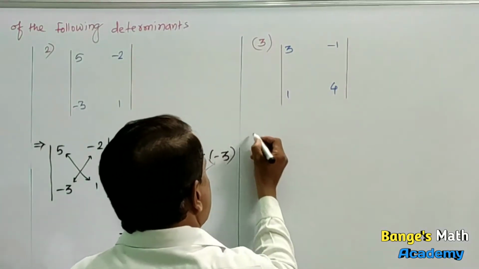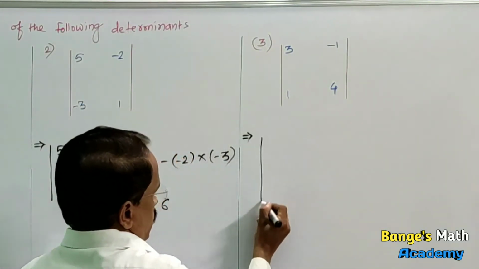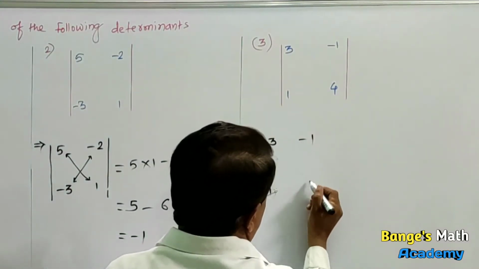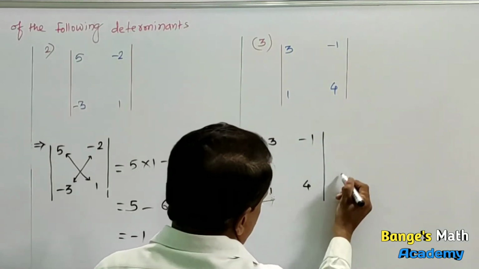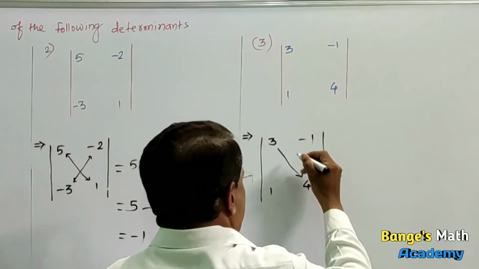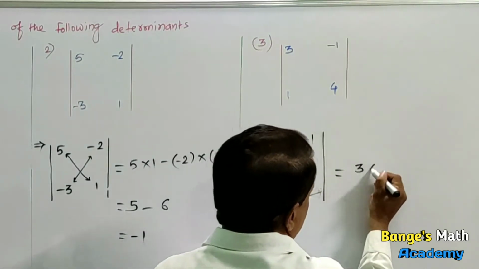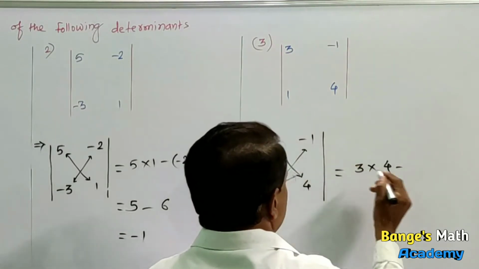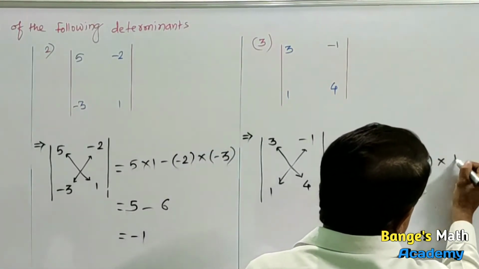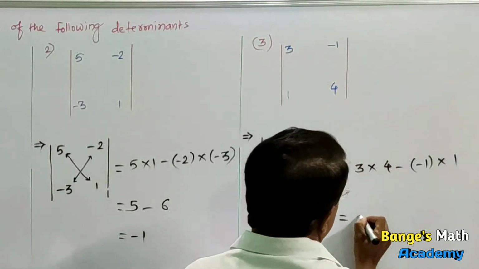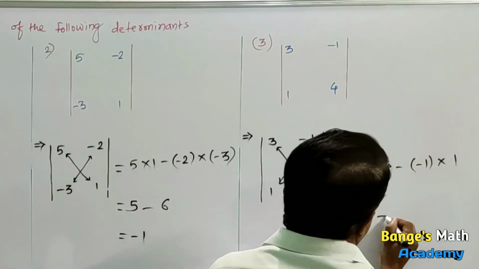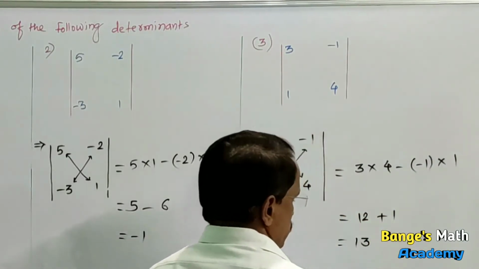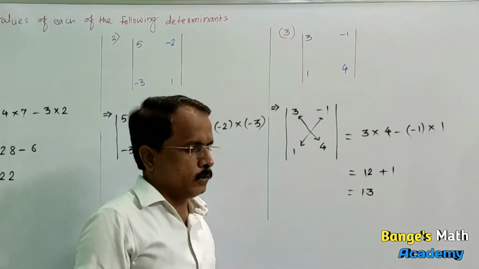Then third example. In the first column 3, 1. In the second column minus 1, 4. Simplify this. Take the product of 3 into 4, minus then minus 1 into 1. Simplify this. 3 into 4, 12. Minus into minus plus, 1 into 1, 1. 12 plus 1, 13. The value of the determinant is 13.